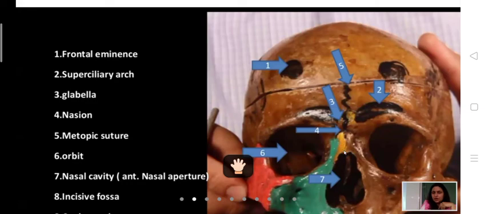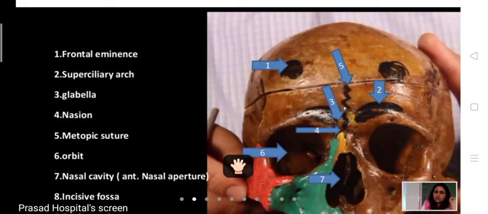And here, a suture-like structure. Normally, in the early stage, the frontal bone develops into 2 parts. Later, at the age of 2 years, the suture becomes ossified and is not visible. But in some persons, it is visible. If it is visible, this suture is called the metopic suture.